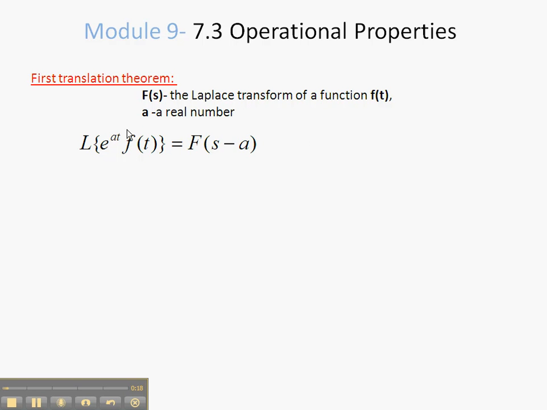So suppose, for example, that I know that F(s) is the Laplace transform of some function f(t), and I can find that Laplace transform. And a is just some real number. Then if I want to find the Laplace transform of e^(at) times this function f(t), I can do that by this theorem, because it tells me that it's equal to F(s minus a), where basically I take the Laplace transform of f(t) and I shift it. Instead of having an s, I use s minus a.